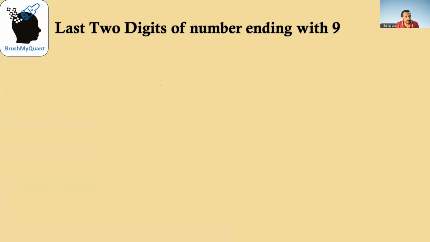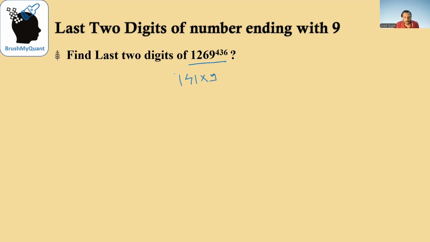Let's try another problem. Find last two digits of 1269 raised to 436. Now again, in this one, we have numbers apart from 9, right? So our idea will be to simplify this so that we are able to get 9 multiplied by some other number. So if we do that, we'll end up with 141 multiplied by 9 raised to 436. So this becomes 141 raised to 436 multiplied by 9 square whole raised to 218.